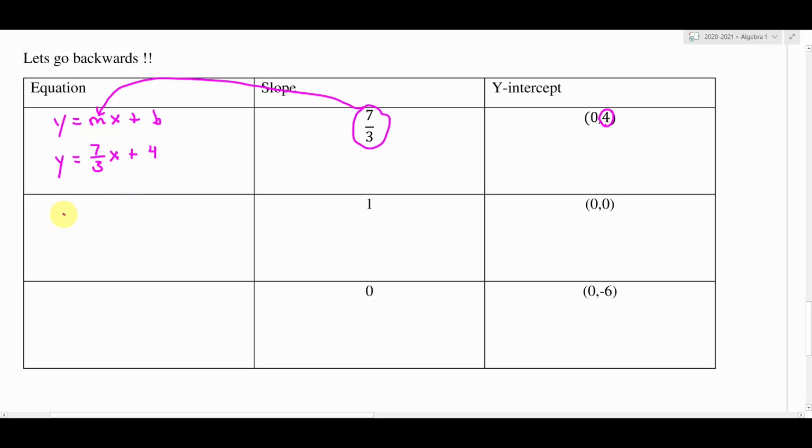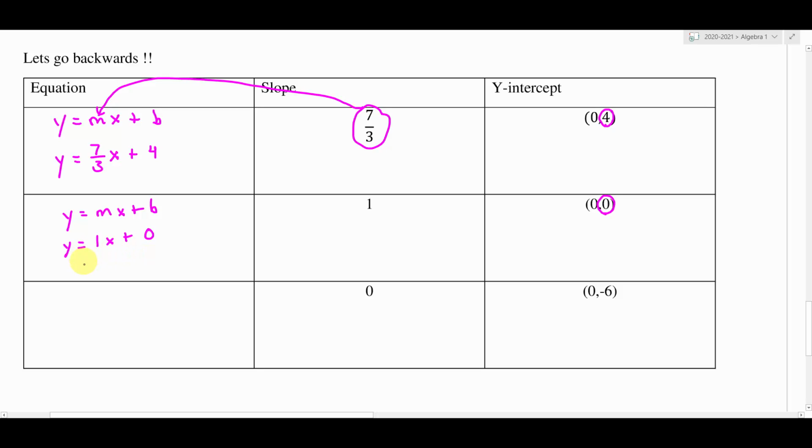All right, so let's try another one. All right, so same thing here. We got y equals mx plus b, and my slope is a 1. So I'm going to come over here for the m value, and I'm going to put in a 1x. And then I look at my y-intercept, and it's a 0. Right, so this y-coordinate is a 0. So I'm going to say 1x plus 0. And this is perfectly acceptable.